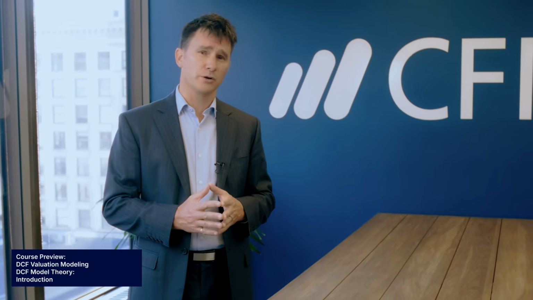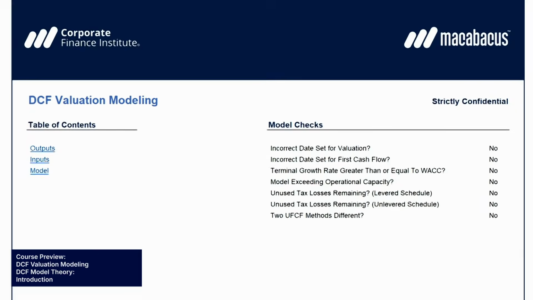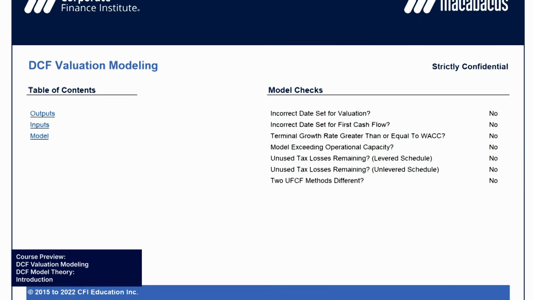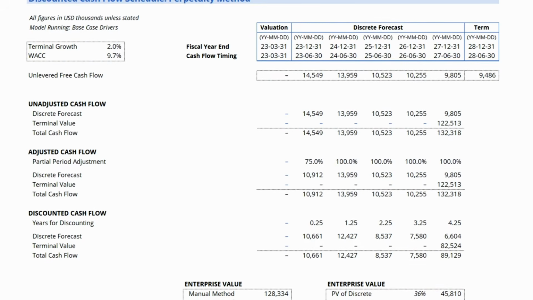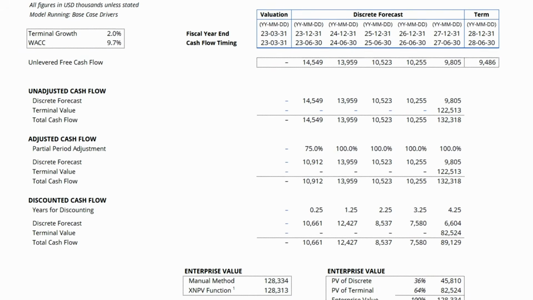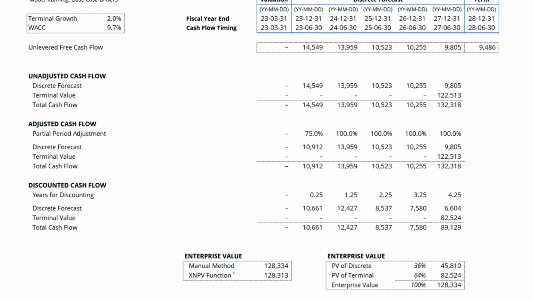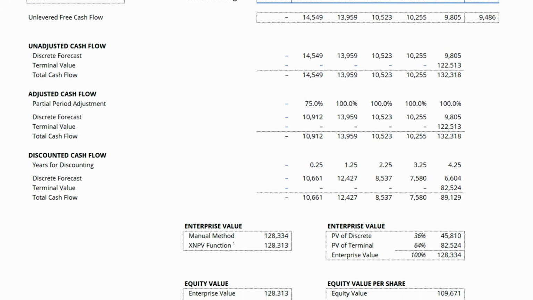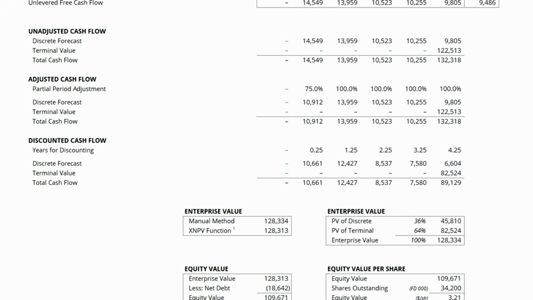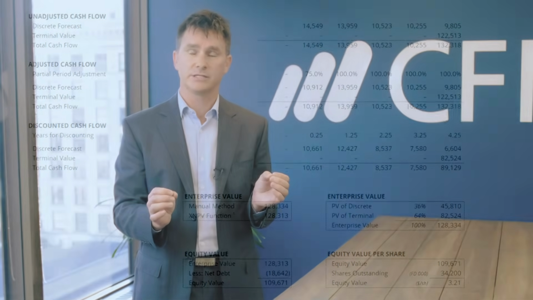Welcome to our course on DCF Valuation Modeling. DCF modeling is one of the most common and sound valuation techniques. What we're going to do is show you the right way to build a DCF model. We'll forecast the company's cash flows forward, discount them back to get a present value. But we're going to be so careful to avoid some of the most common pitfalls that people run into.